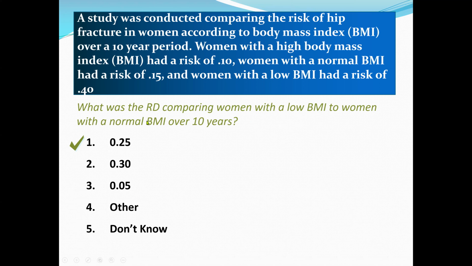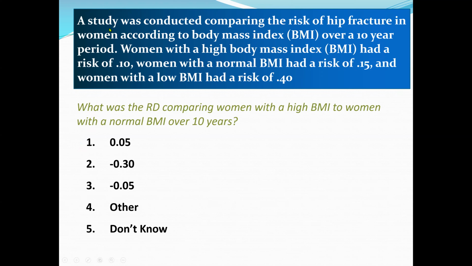We need to find the risk, the attributable risk, for women with the normal BMI and also with the low BMI. We have the data here. So when we find the cumulative incidence of both, we find the difference of it. Again, RD, we solved that problem in our previous lectures. We find the cumulative incidence for both the low BMI women group and the normal BMI women group. Then, again, we find the difference.